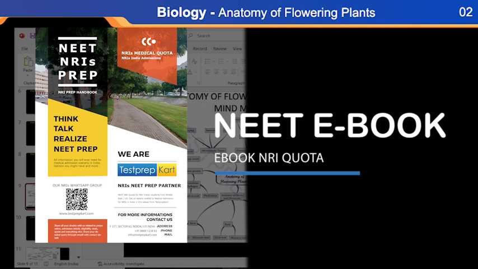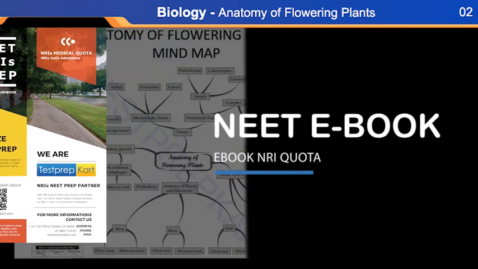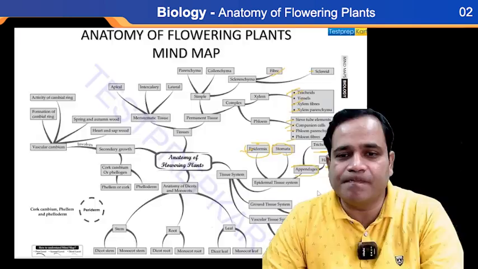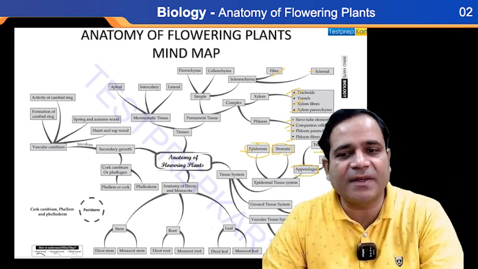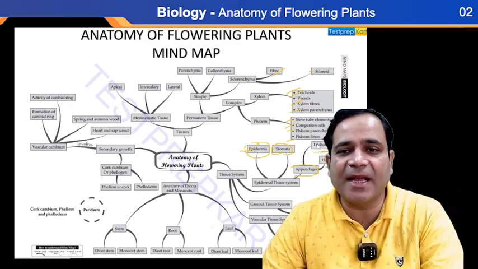See, this mind map also tells you about the epidermal tissue system, the ground tissue system, and the vascular tissue system. So the vascular tissue system consists of what? Xylem and phloem, my dear. So this xylem and phloem we have to know.